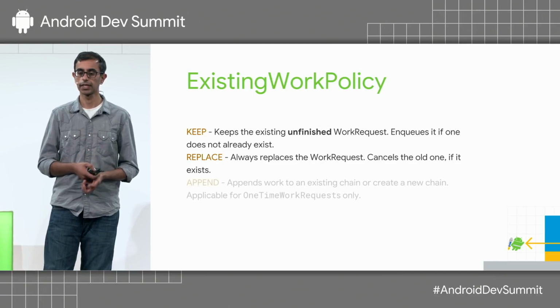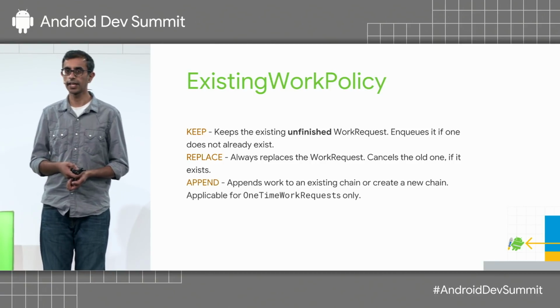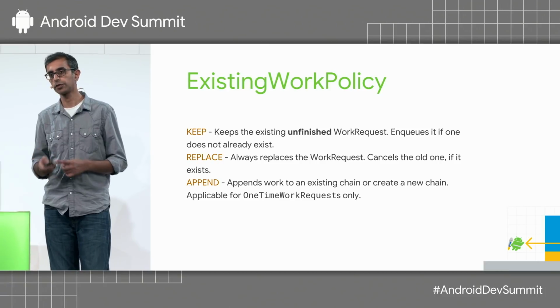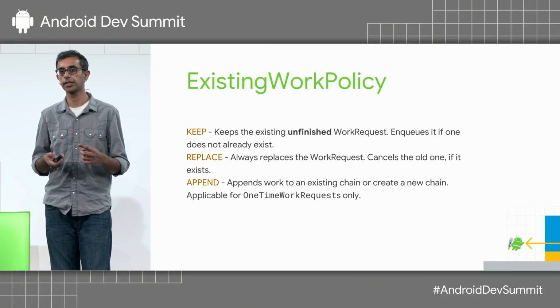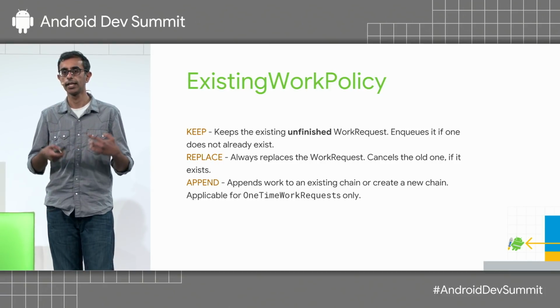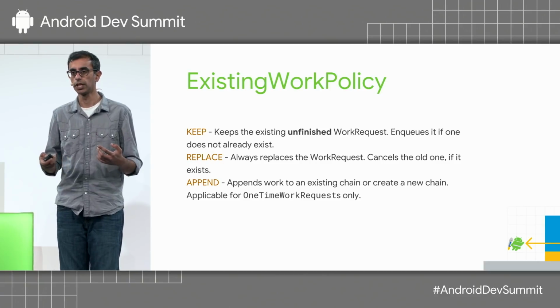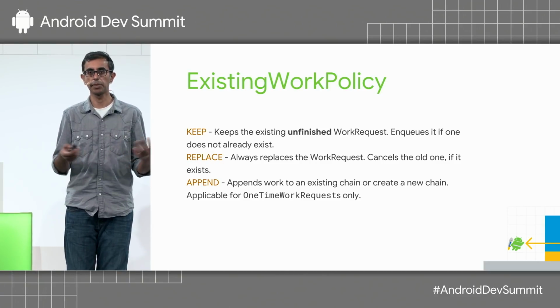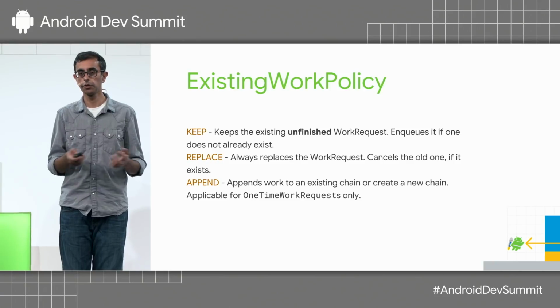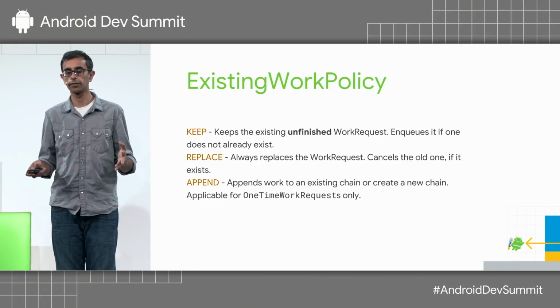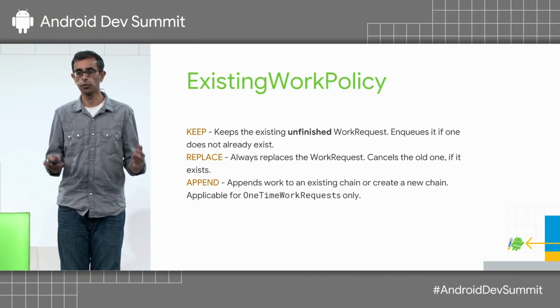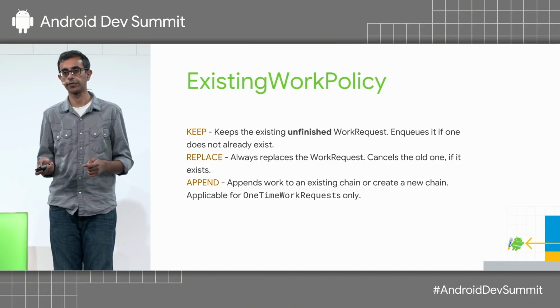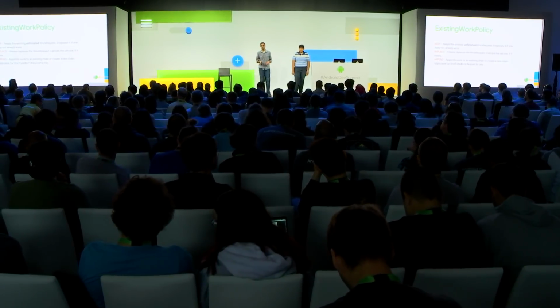That's what it does. Append is kind of a special one. It basically appends to that chain of work. So for example, this is useful if you're trying to do something in order. For example, you're trying to build a messaging app, and you're sending messages in order. So you may have a unique chain of work for sending messages, and you want to append new messages to the end of it. So it's basically creating a tree for you.